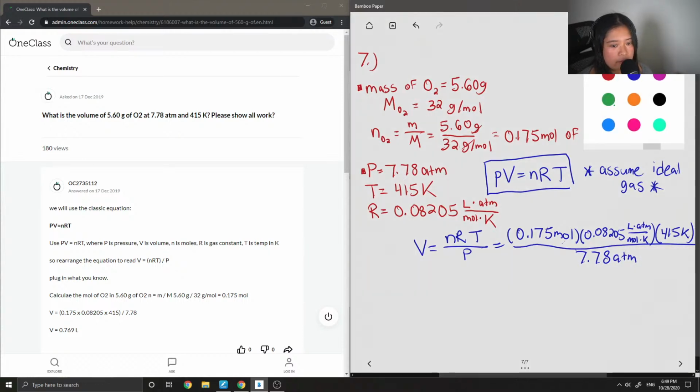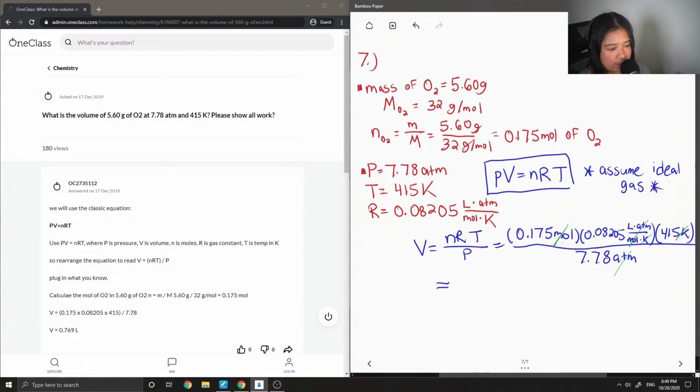Okay, so now you'll notice all the units should nicely cancel out. So that's how you know that you have the right R constant, if all the units cancel out nicely. So this will give us a final volume of 0.769 liters.